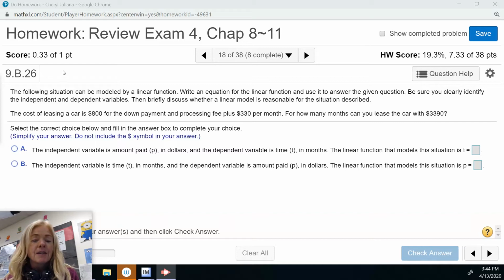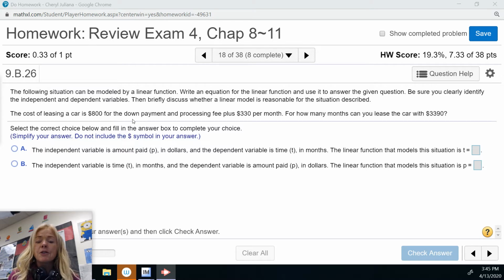Hi class. So we are doing part 3 of our review unit 4. The question we are on is number 18. It says the following situation could be modeled by a linear function. Write an equation for the linear function and use it to answer the given question. Be sure you clearly identify the independent and dependent variables, then briefly discuss whether the linear model is reasonable for the situation described. So the cost of leasing the car, the cost is going to be one of the variables.